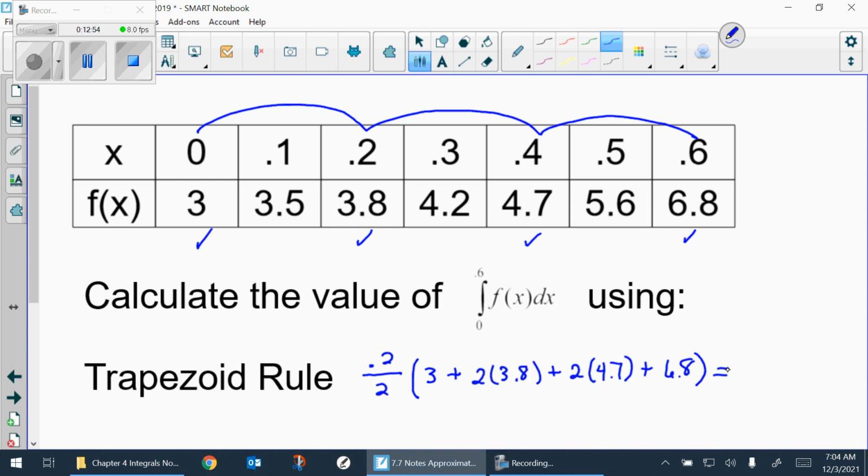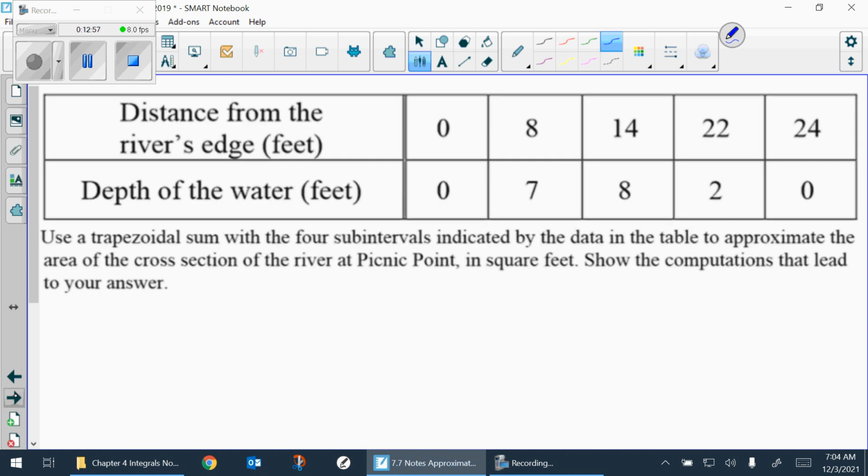A trapezoid rule using a table. Now, this is more accurate as to what you would actually see in the AP exam. Called a trapezoidal sum. 4 intervals. 1, 2, 3, 4. And you'll notice that these changes in x are not consistent. And that's what you should expect to see in the AP exam.